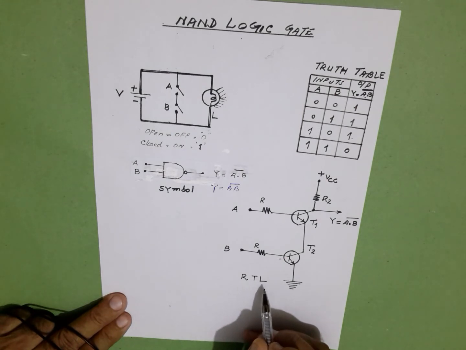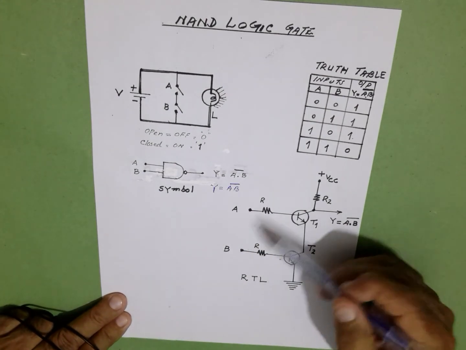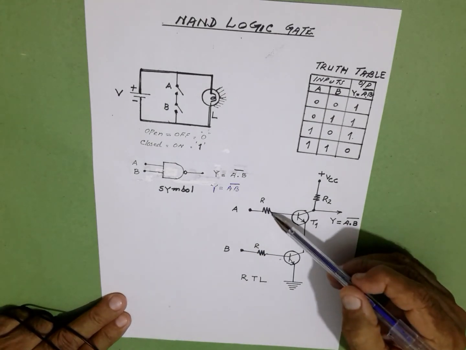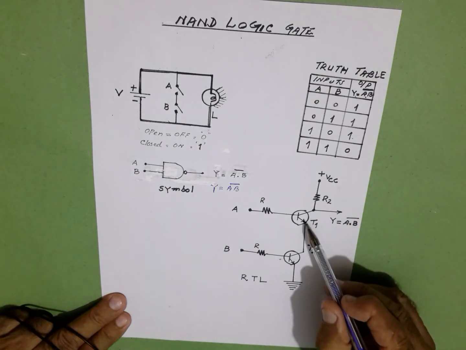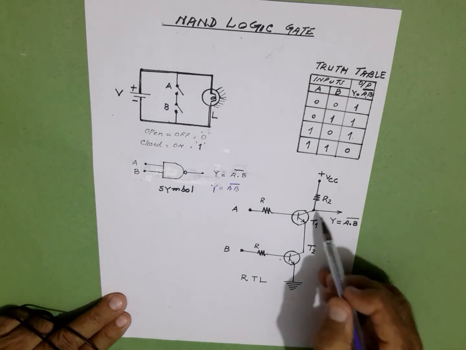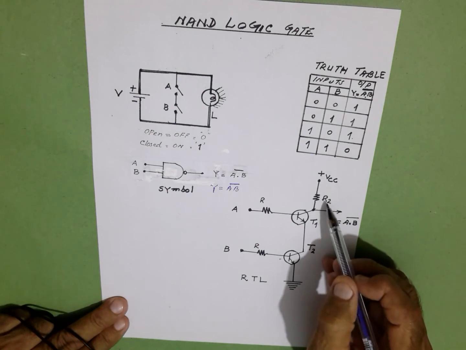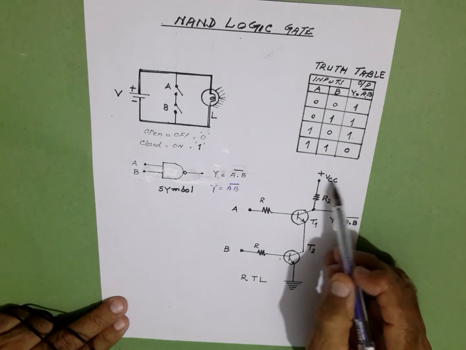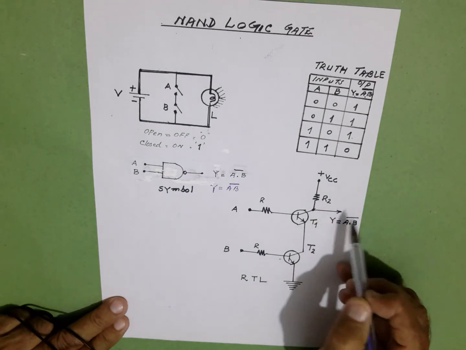It's called resistor transistor logic, RTL. Two inputs, A and B, are connected in the base circuit. T1 is a transistor, T1, and transistor T2. Output is taken from this point. R2 is the output resistance connected to positive VCC, and we are taking the output across R2.